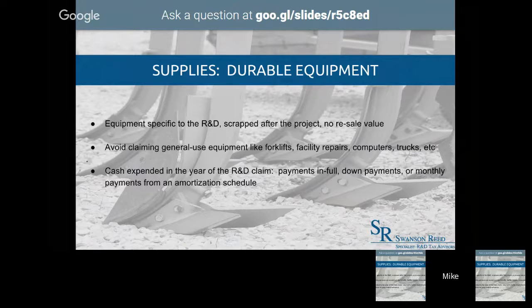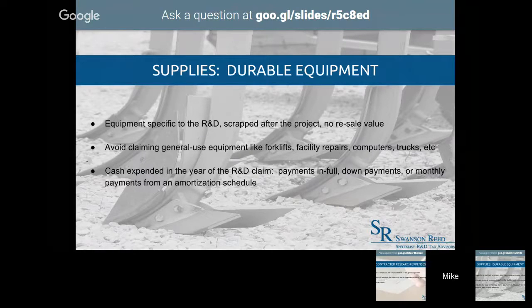Okay, I mentioned the cash expended part, and this is what keeps us honest. This is what keeps us from deviating from what we should be doing. If you just count the cash expended on that equipment during the year that you're filing the research and development claim, you'll generally keep out of trouble. Payments in full, if in fact you paid for the equipment totally. I mean, paid 100% of the cost of equipment in that year. And as long as it's an R&D piece of equipment, it satisfies the requirements discussed in the first two bullets.